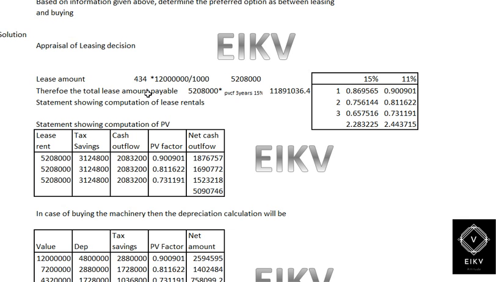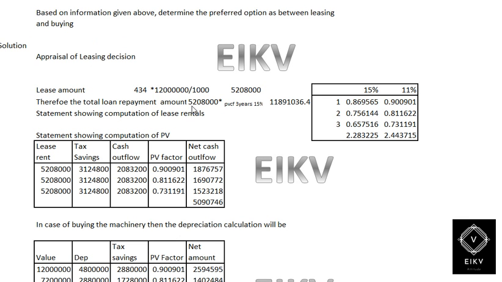Therefore the total value which should be paid for the loan, the total repayment amount, will be 52 lakh 8,000 multiplied by the PVAF of 3 years at 15%. So this is how we are computing the total loan amount for acquiring the asset. For that we are taking the total present value factor of 15% for 3 years, which is given over here as 2.43715. So when we multiply 52 lakh 8,000 with 2.443, it will give us 1 crore 18 lakh 91,036.